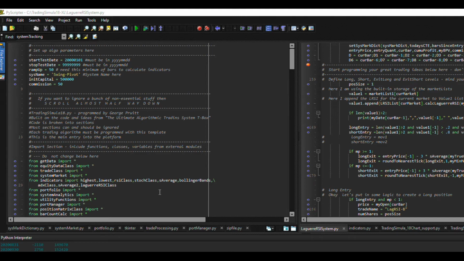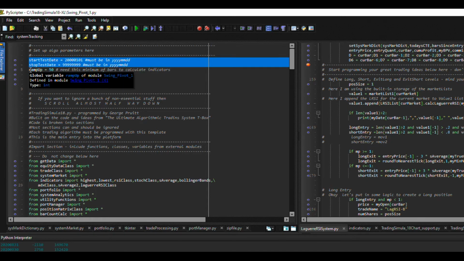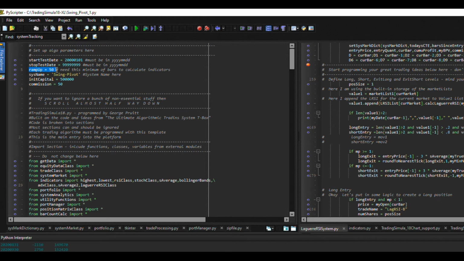Okay, at the beginning of the new Trading Simula 18 refactored code, you put all your algorithm parameters at the top, like your start test date, your end date, your ramp up, the day that you need to calculate your first calculation. You put your system name, your net capital, and how much commission.